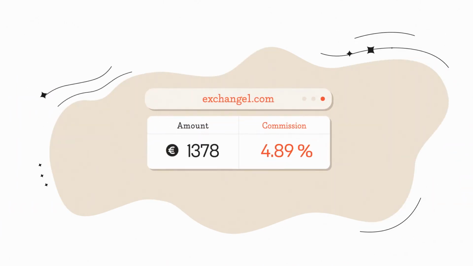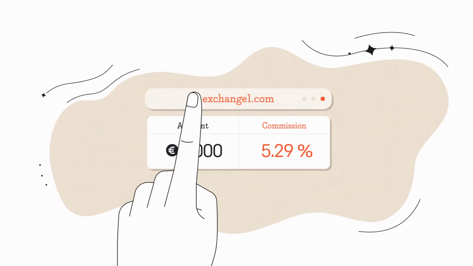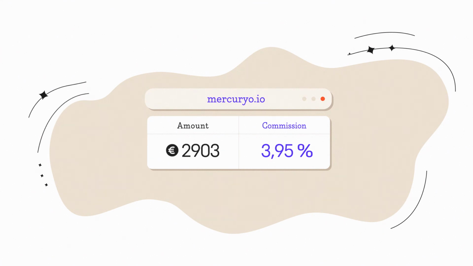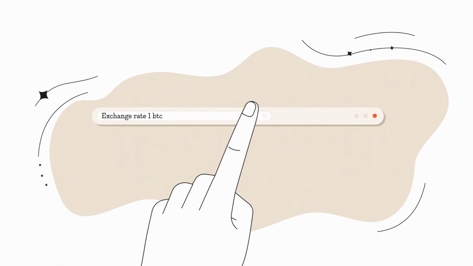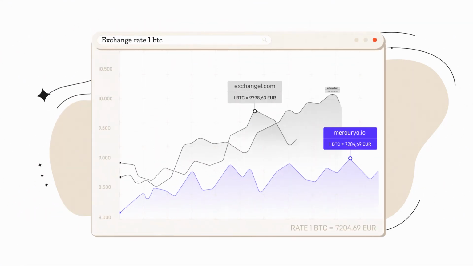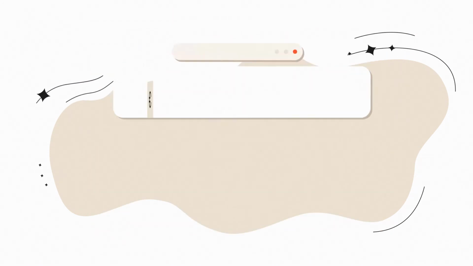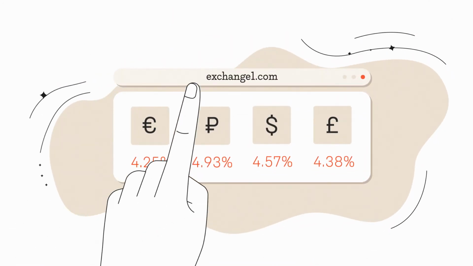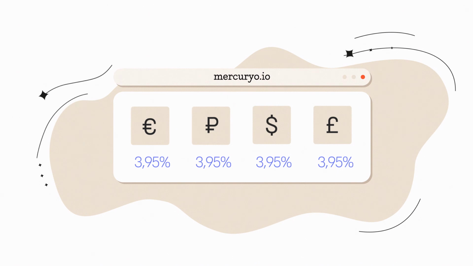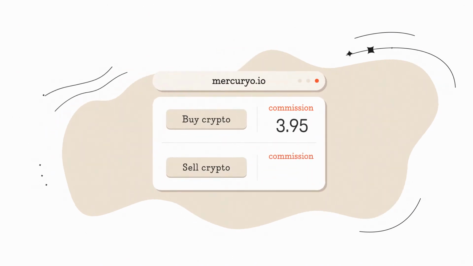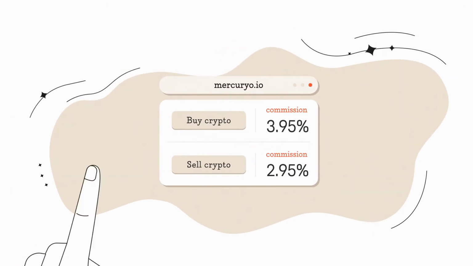It's hard to believe, but Mercuryo doesn't set a minimum amount fee. Doesn't include it in the cryptocurrency's exchange rate. And doesn't set different fees on fiat currencies. The widget's fee doesn't change because of the amount of purchase and sale.